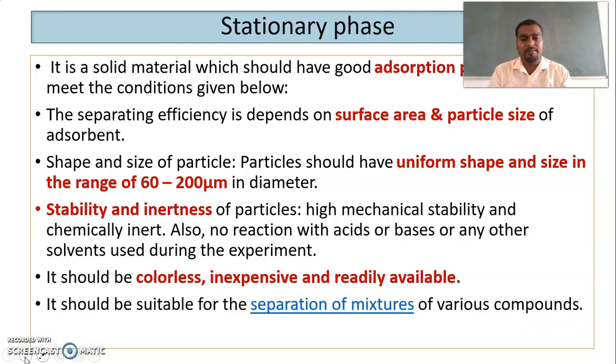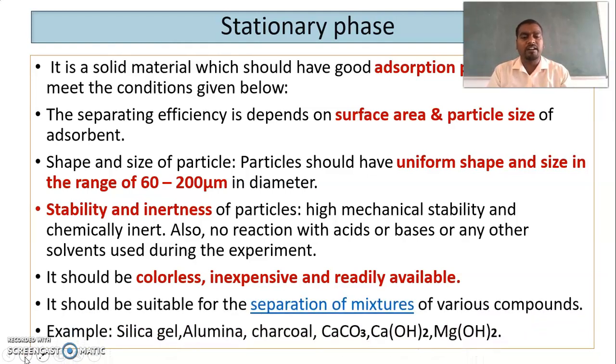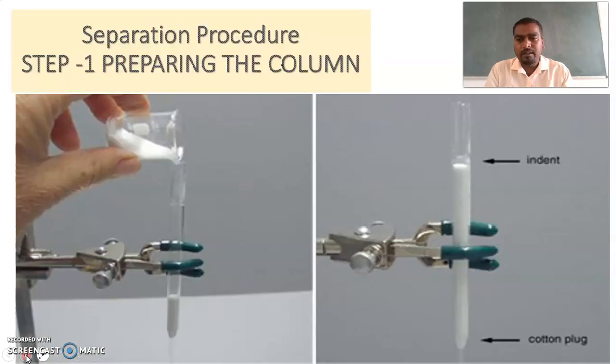This is another condition, and it must separate the various compounds well. The well-known stationary phases used in column chromatography are silica gel, alumina, charcoal, calcium carbonate, calcium hydroxide, magnesium hydroxide, etc.